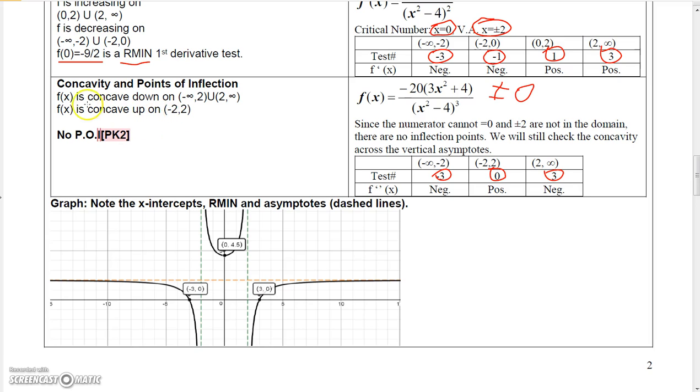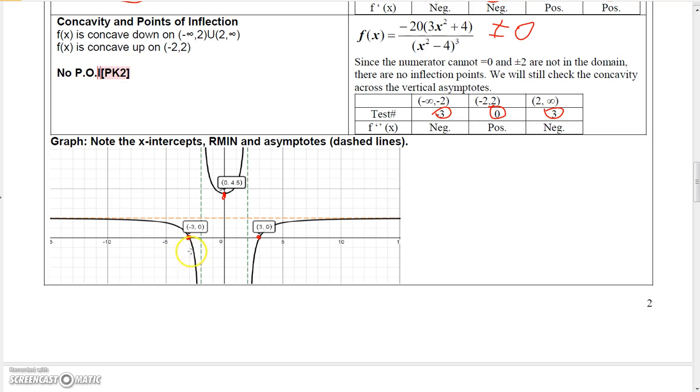And then after that, we want to try to piece this together. So first things first, let's identify our intercepts. We have x-intercepts here at 3 and minus 3, and we have a y-intercept here at 0 and 9/2. Now that point 0 and 9/2 is also a minimum. Okay, now we know that x equals plus or minus 2, these two green lines, are vertical asymptotes, and we know that y equals 2, the horizontal line, is a horizontal asymptote.